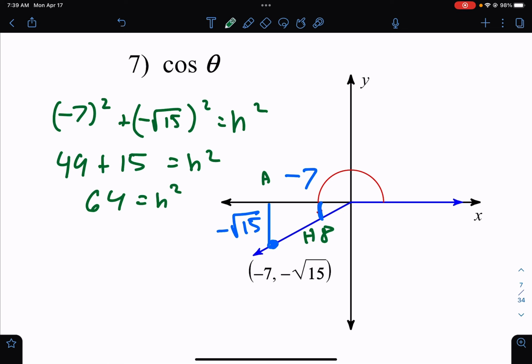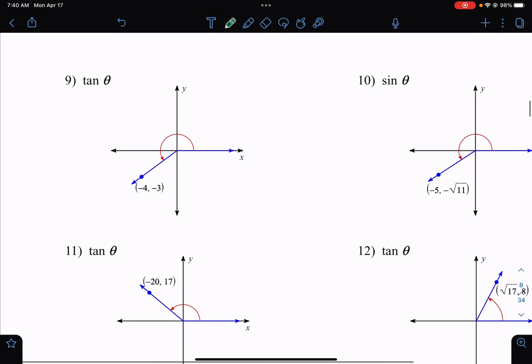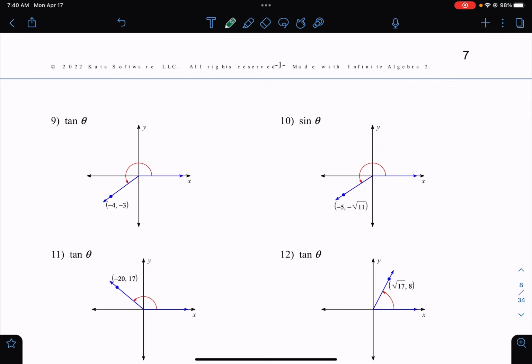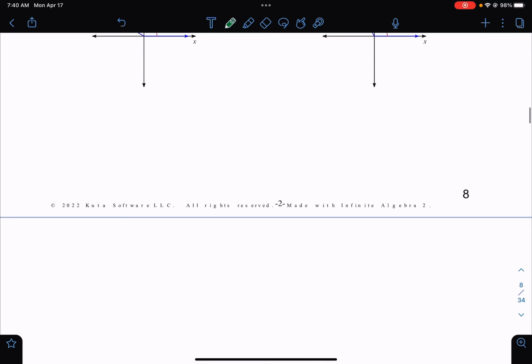If we're trying to find cosine, we do adjacent over hypotenuse. That's going to be -7/8. Cool. Hopefully you have a decent sense now of how to do these.